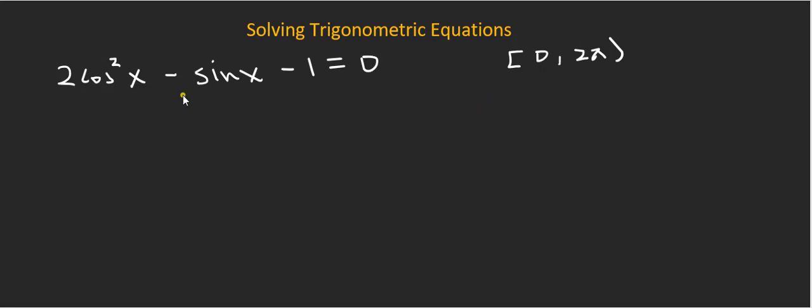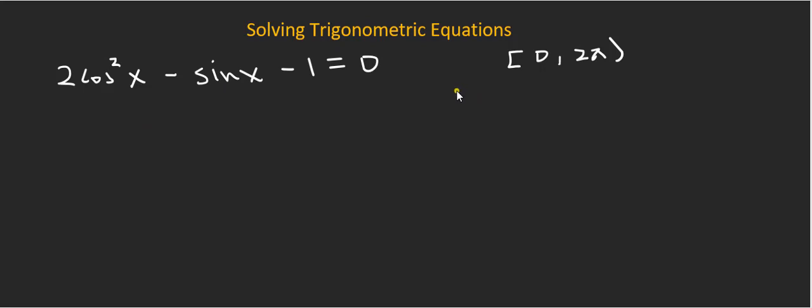2 cosine square x minus sine x minus 1 equals 0. And we have a restriction. Notice, this has both cosine x and sine x. When you solve trig equations, you want to make sure that the equation has one common term, meaning everything has to be in sine x, or everything has to be in cosine x.